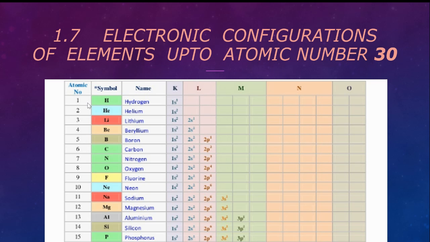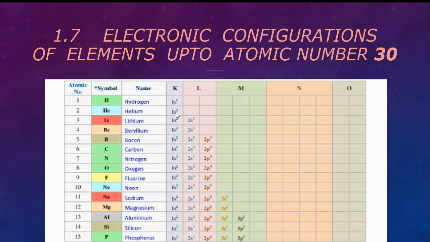Let us start with the simple one, hydrogen. Atomic number 1, symbol H. Atomic number 1 means only one electron is there. The very first shell is the K shell, principal quantum number 1, and in the s orbital the electron is there: 1s1. This X indicates the number of electrons. Next, helium, 2.